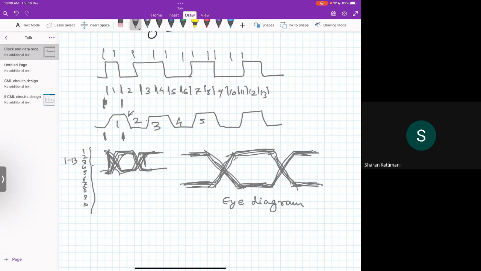And in this eye diagram, this is called eye height, and this is called eye width. And to know the quality, you need to find the jitter. So this variation of edges is called jitter, peak to peak jitter.